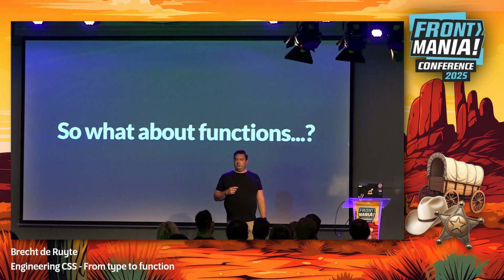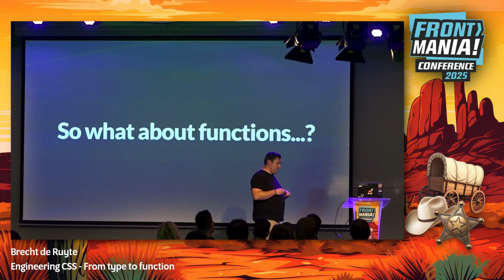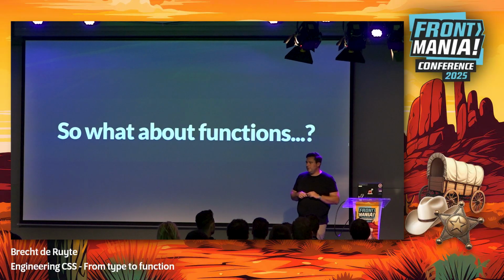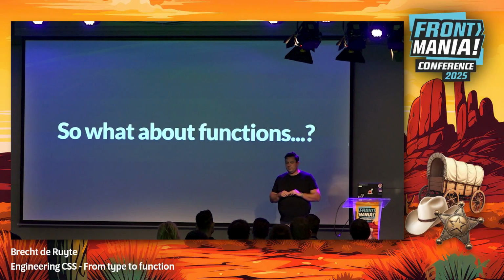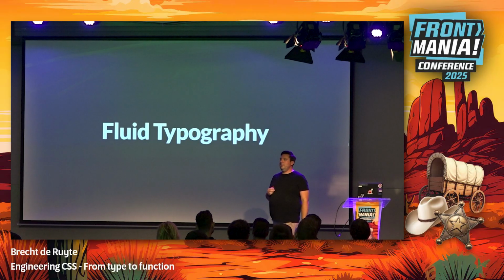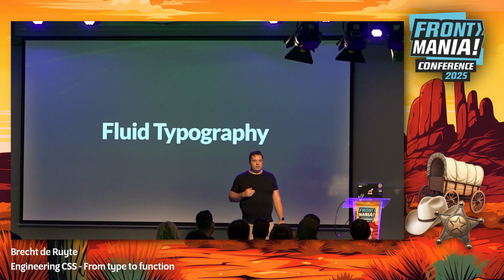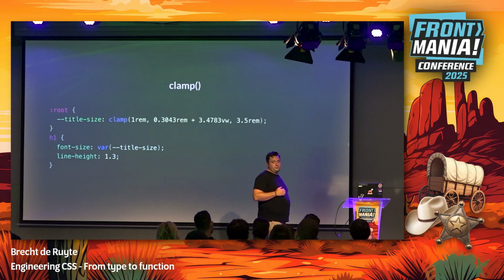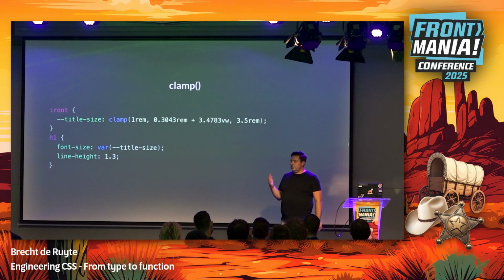So what about functions? I promised you functions. I haven't really talked about functions in detail. So let's start with a simple one. Let's start with fluid typography. It's been there for a while. It's something we can use. The clamp function has a lot of support nowadays. You can use fluid typography with ease.